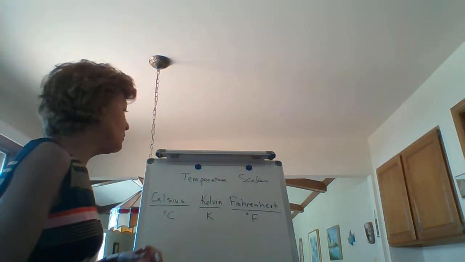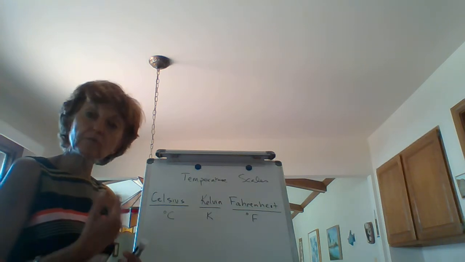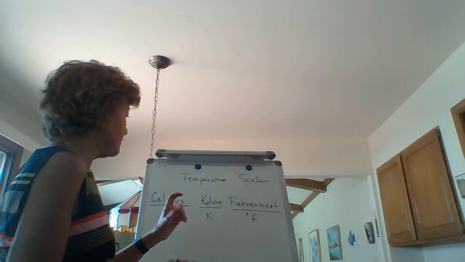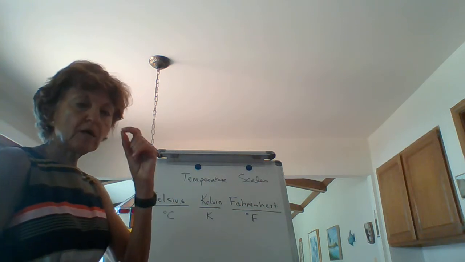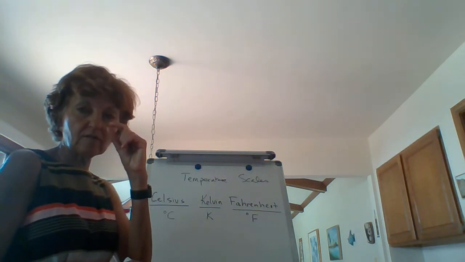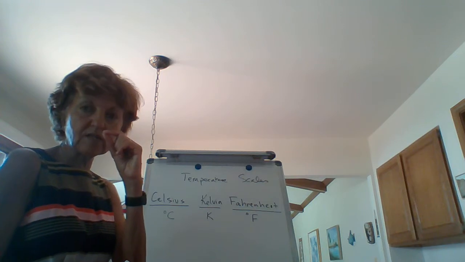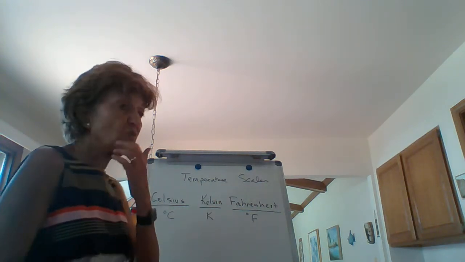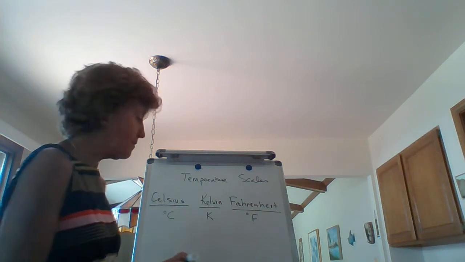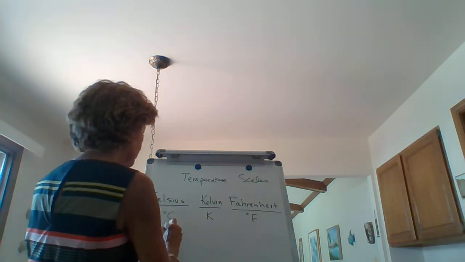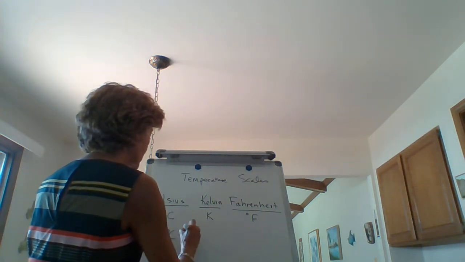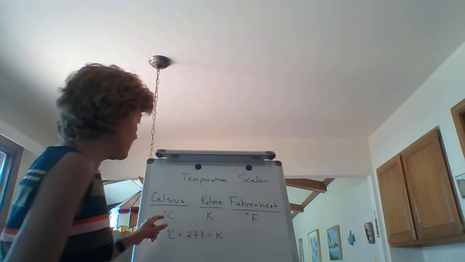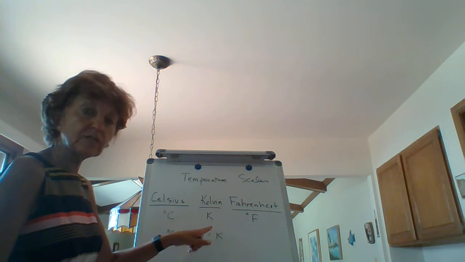All right, so what we need to be able to do is convert between one unit and another. Like I told you, the Kelvin and Celsius unit is the same amount. The degree is the same. It's just that in order to convert Celsius to Kelvin, you need to add 273. So if you have your degrees Celsius and you add 273, you end up with the Kelvin. Notice that Kelvin doesn't have a degree sign.